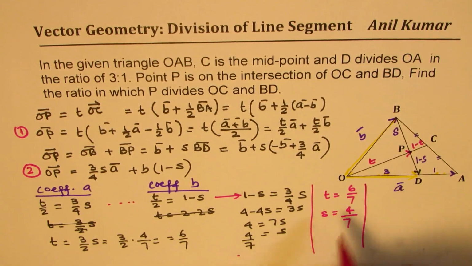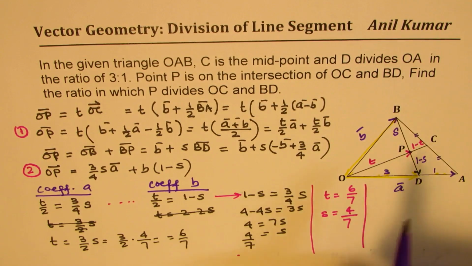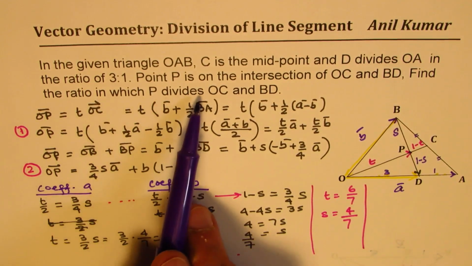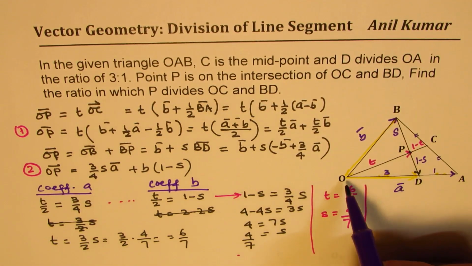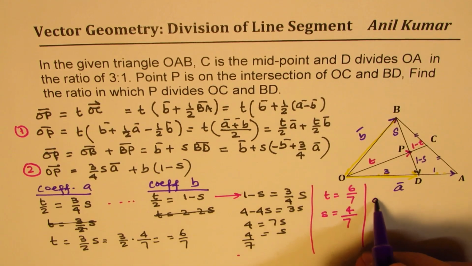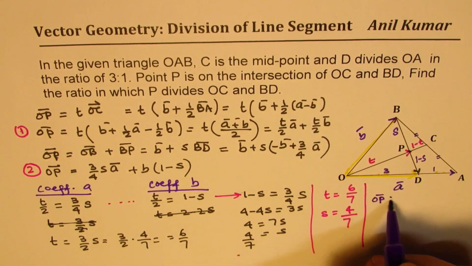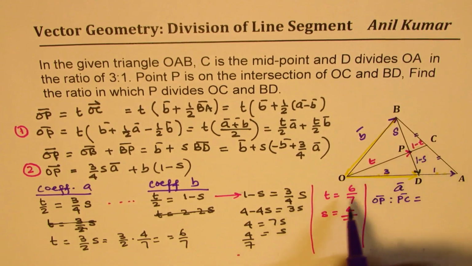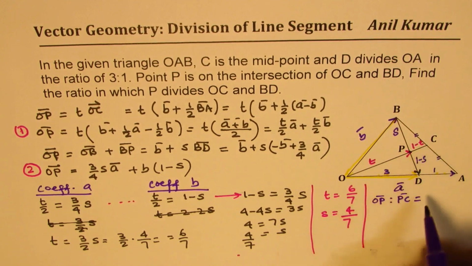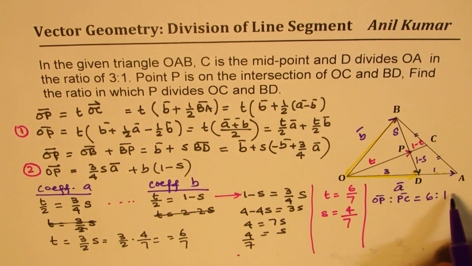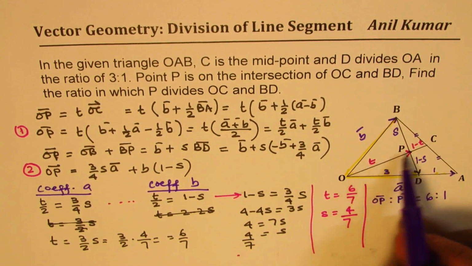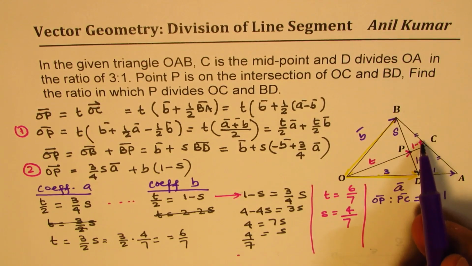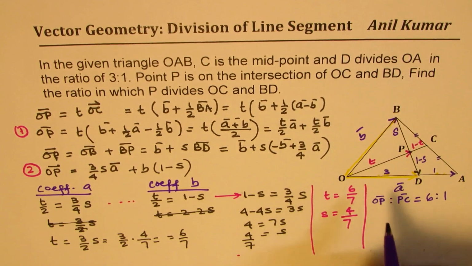So that is how we get our parameter s and t, and now we can write down our answer, right? So we want to know in what ratio p divides OC and BD. So as far as OC is concerned, we can write the ratio OP is to PC is what? Since t is 6 over 7, that means total divisions are 7. So it is 6 is to 1. You get the idea? 6 over 7. So total is, this is 1 out of 7. This is 6 out of 7.